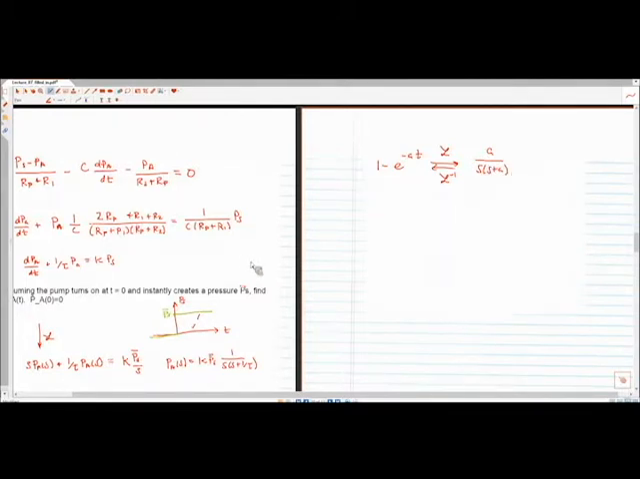So we can rewrite our expression for PA of s as tau K PS bar times 1 over tau over s plus 1 over tau, to make this look like our Laplace transform table entry. And so that means that doing the inverse Laplace transform of this expression gives us PA of t equals tau K PS bar times 1 minus e to the negative t over tau.